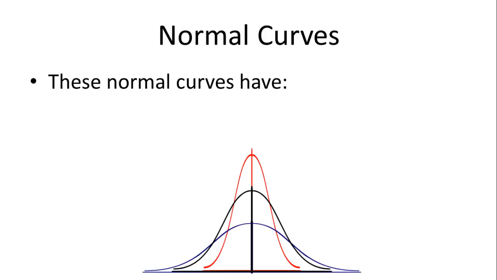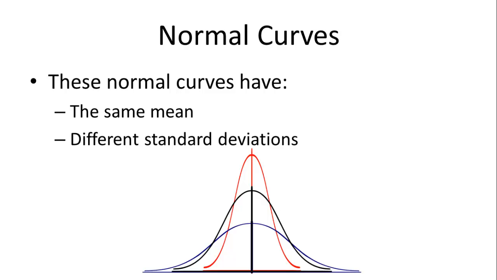Here's three normal curves. All have the same mean. Notice they all vertically line up, but the spread's different, so they all have different standard deviations. The red curve has the smallest standard deviation. Most of the data is concentrated right towards the center. Blue is going to have the biggest standard deviation. Data is more spread out from the middle.